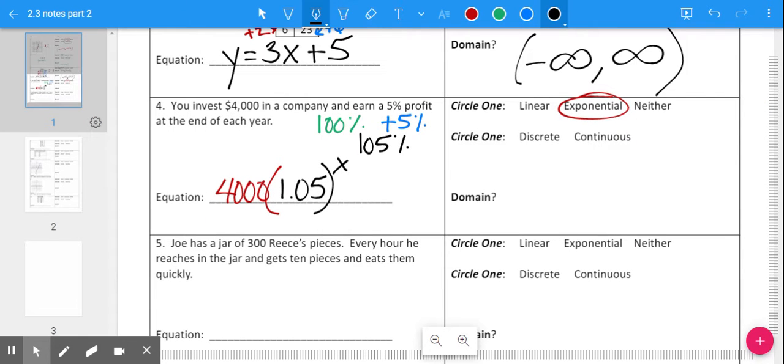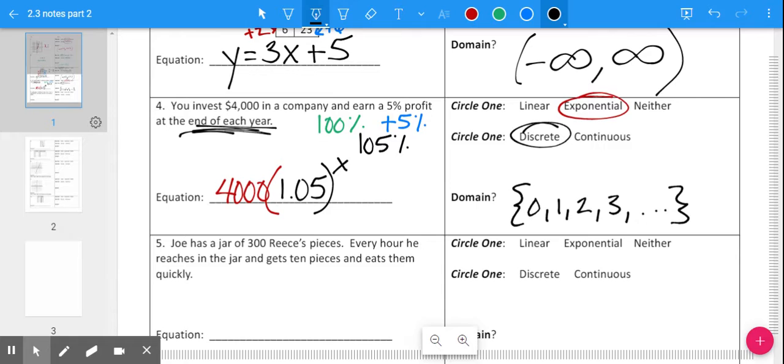Now, because you're getting money at the end of each year, this is discrete. In your domain, those years are going to be year 0, 1, 2, 3, etc., because that's when you're earning the interest. It's not at the end of year 0, but you have money at year 0. You earn money at the end of year 1, the end of year 2, the end of year 3.